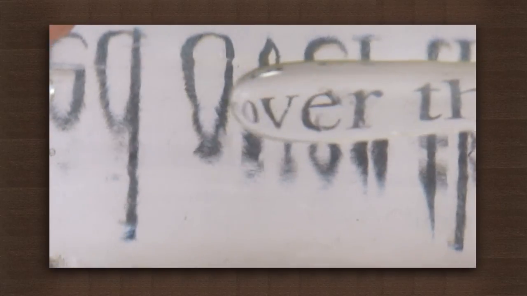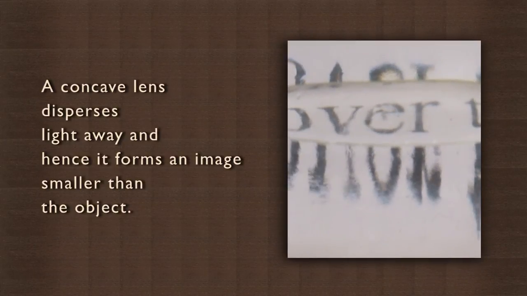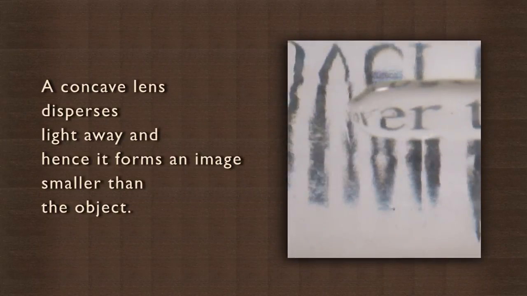Now look at the letters through the water on either side of the bubble. You will see a magnified image of the letters. A concave lens disperses light away and hence it forms an image smaller than the object.